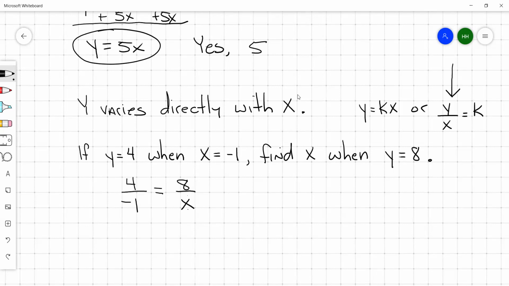Now you've got a proportion, and in order to solve a proportion, you crisscross multiply. So you take 4 times x and make it equal to -1 times 8, which is -8. You divide both sides by 4. Your x is equal to -2.